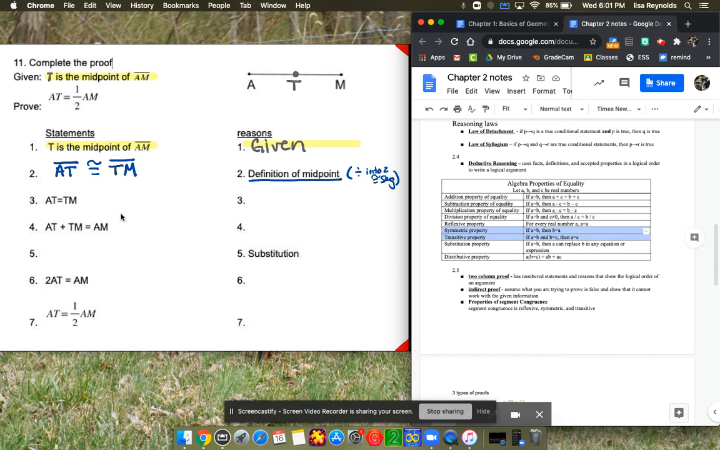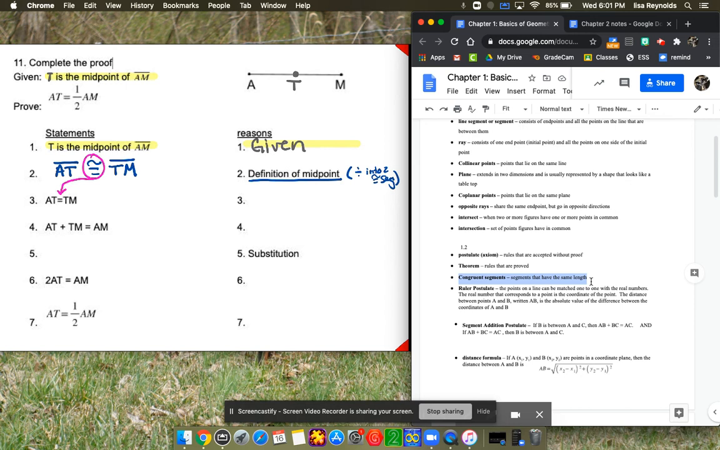From line 2 to line 3, I'm going from a congruent statement and changing it to an equals. So congruence to equals is our most common vocabulary word. So going back and forth from congruence to equals is this same congruence definition. So anytime we switch back and forth between those two symbols, we are working with our definition of congruent. So from the congruent symbol to the equal symbol is our definition of congruent.